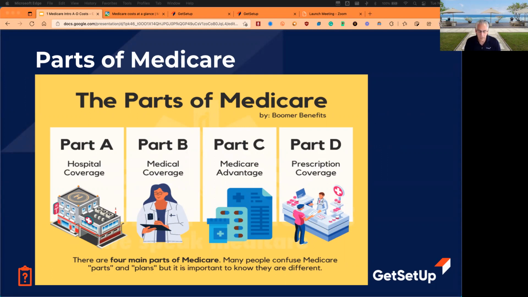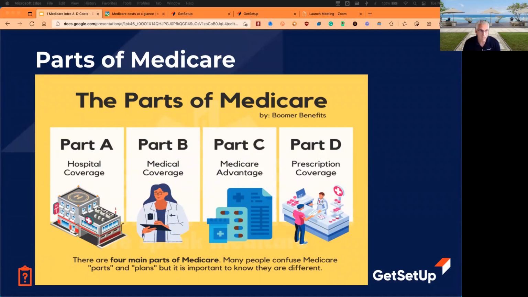So again, the 4 parts are Part A, B, C, and D. A consists of everything to do with hospital coverage. If you are in the United States and have been working for 10 years or more, that has been pulled out of your paycheck for pretty much your whole working career. And that's why there is no cost to Medicare Part A. Part B is your physician's costs, anything to do with your physician and also some clinical settings. We'll talk about that. And Part C is Medicare Advantage.